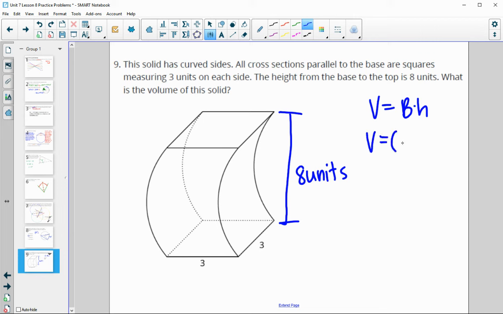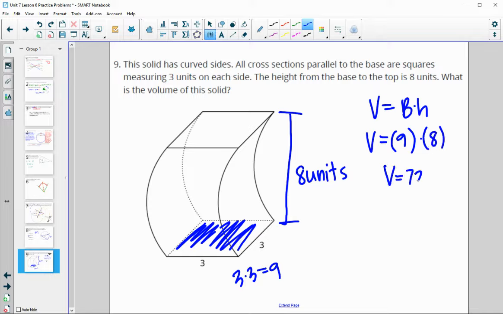So we will do area of the base. So the area of this square is 3 times 3, which is 9. So area of the base, and then times the height of your solid, which is 8. So the volume is going to be 72 units cubed.